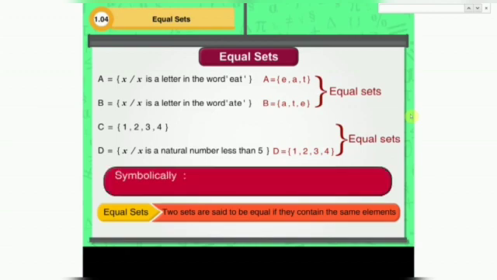Symbolically, we write it in the following manner. A equal to B and C equal to D. If sets E and F are not equal, we write it in the following manner. E not equal to F.